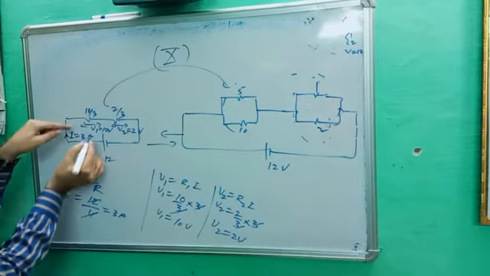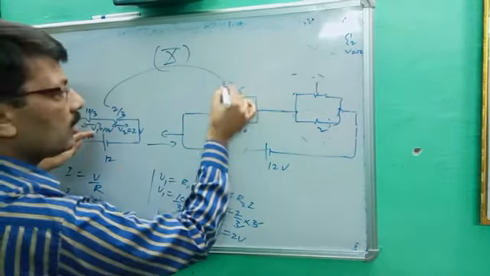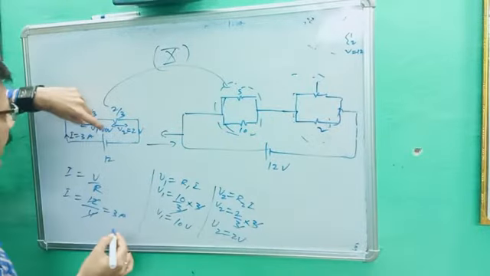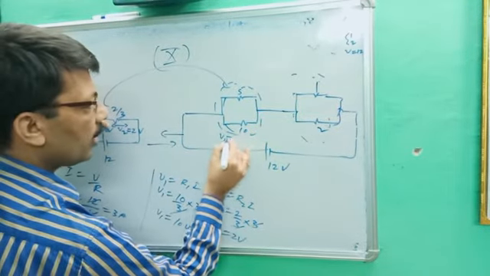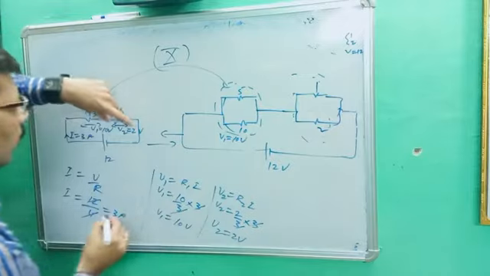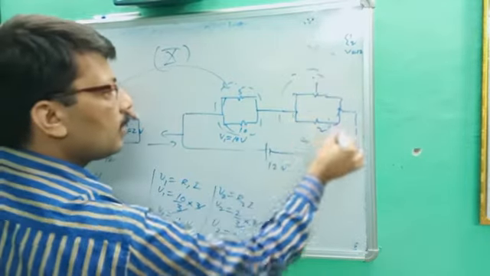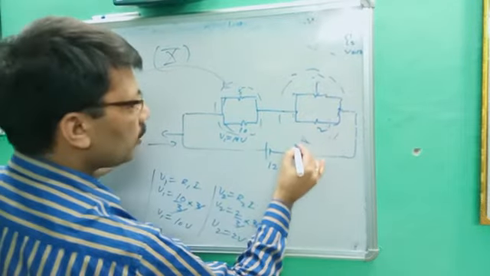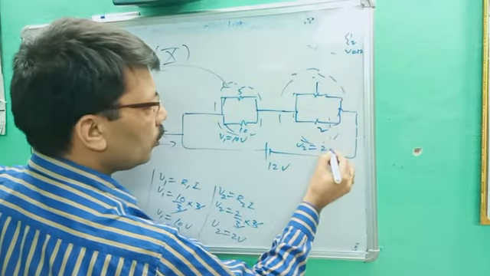Okay. What is the potential for V1? How much potential is there for this one? We already got it. V1 is equal to 10 volt. And what is the potential for that combination? How much volt? V2 is equal to 2 volt.